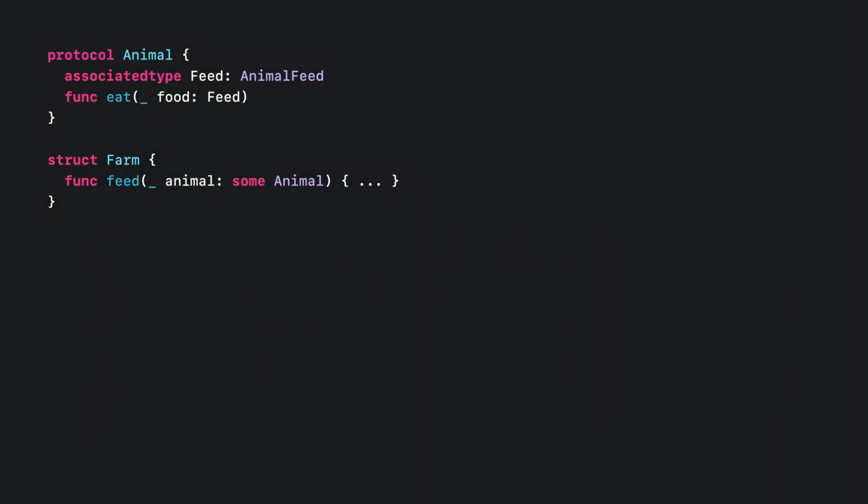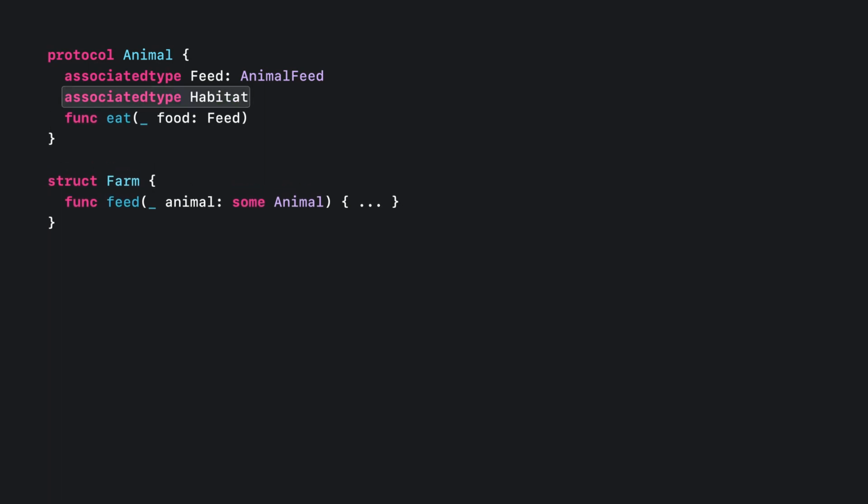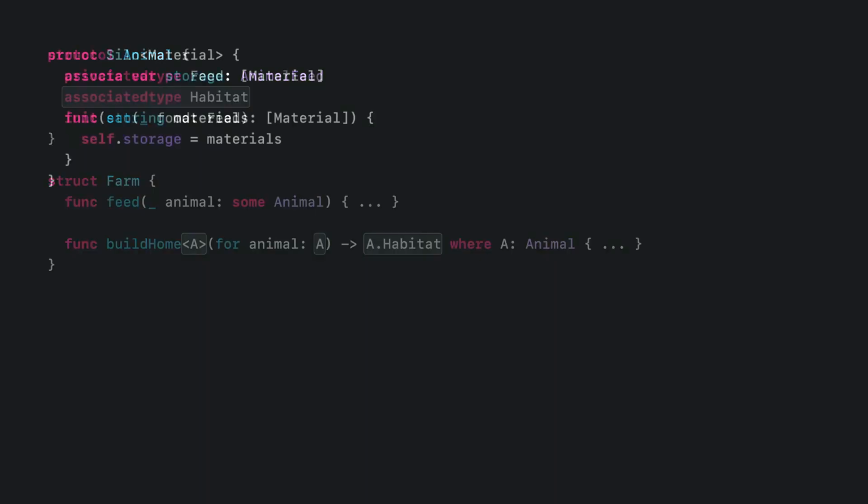I can use some in the parameter list because I don't need to reference the opaque type anywhere else. When you need to refer to the opaque type multiple times in the function signature, that's when a named type parameter comes in handy. For example, if we add another associated type to the Animal protocol called Habitat, we might want to be able to build a habitat on the farm for a given animal. In this case, the result type depends on the specific animal type, so we need to use the type parameter A in the parameter type and the return type.